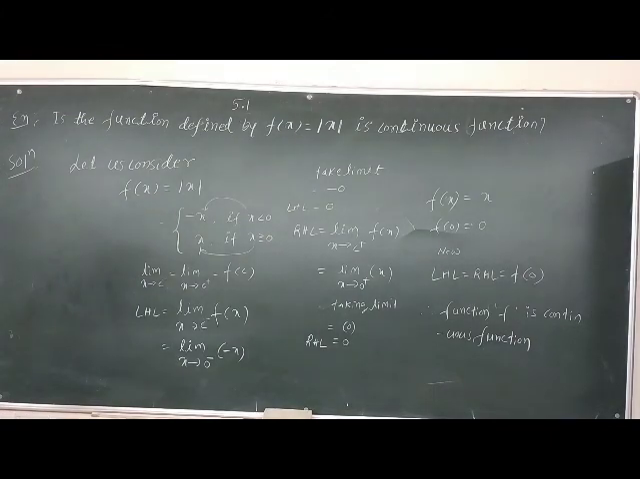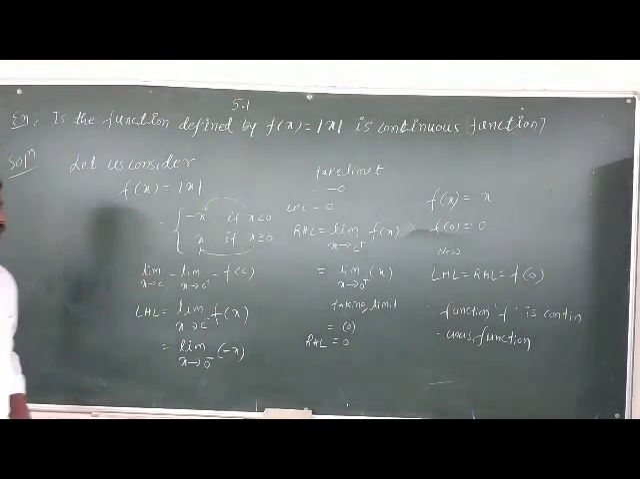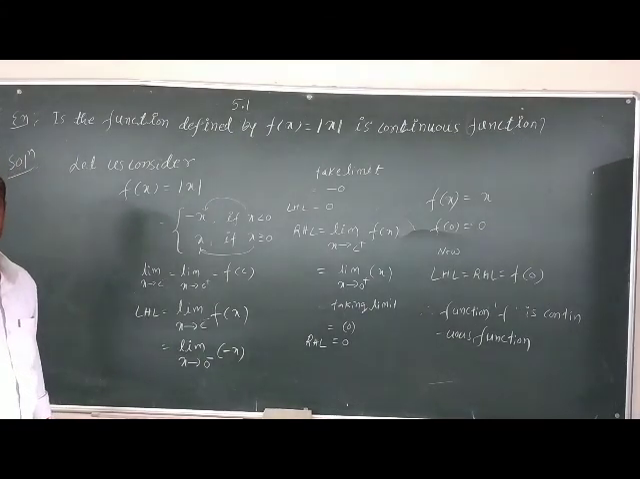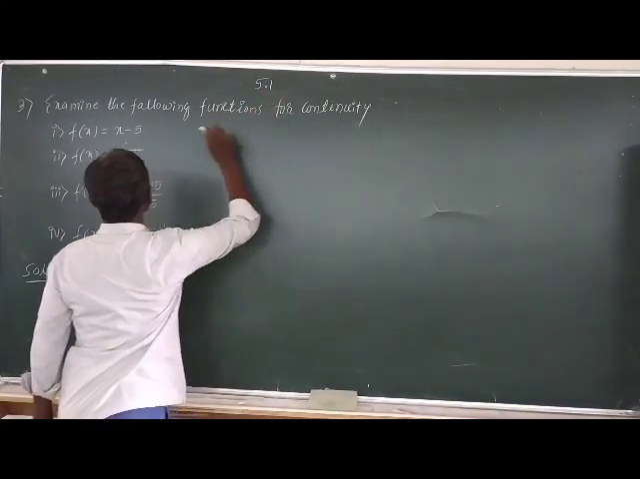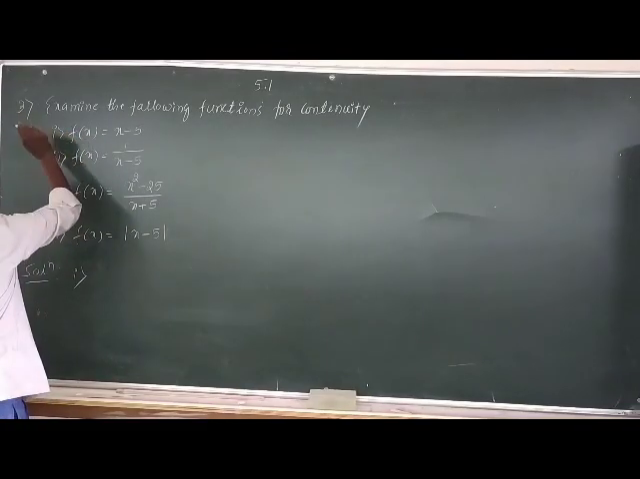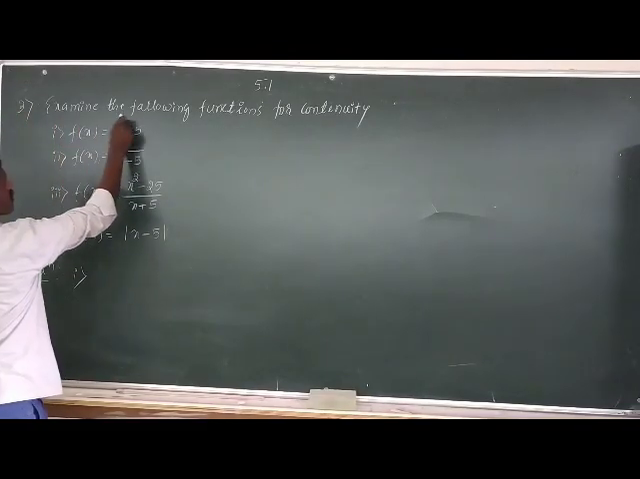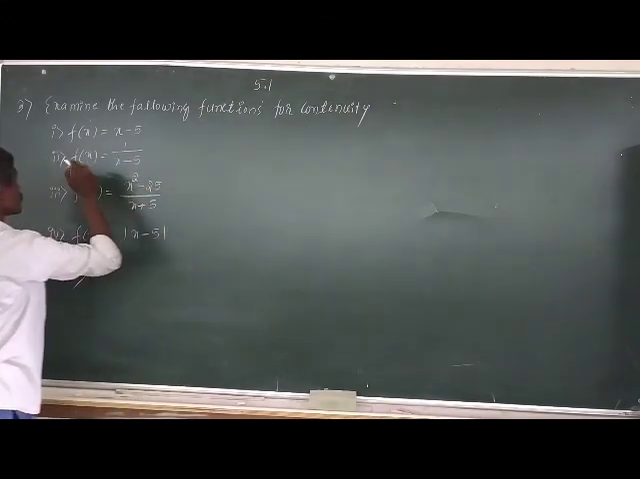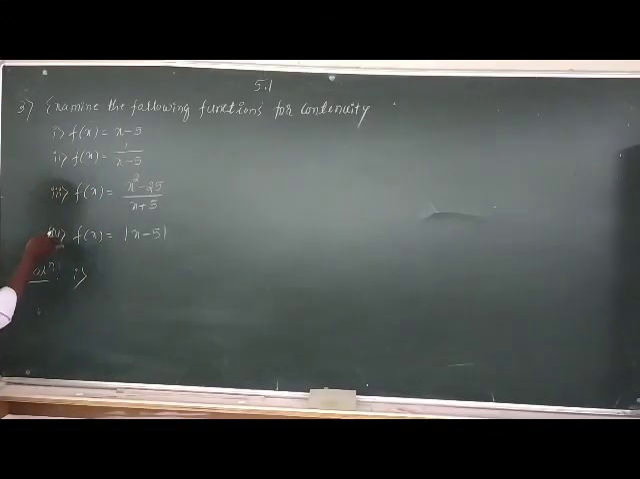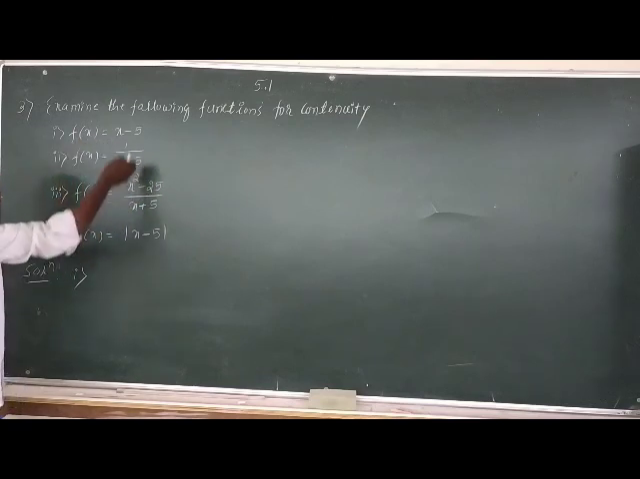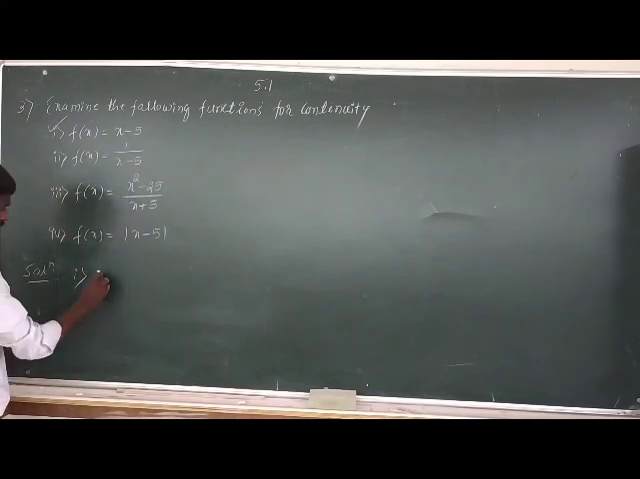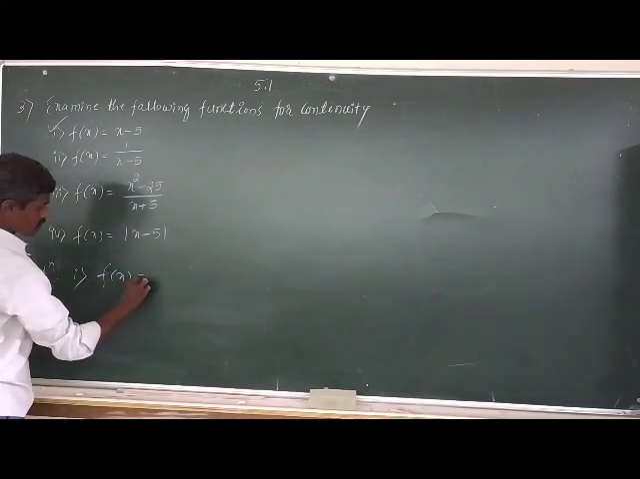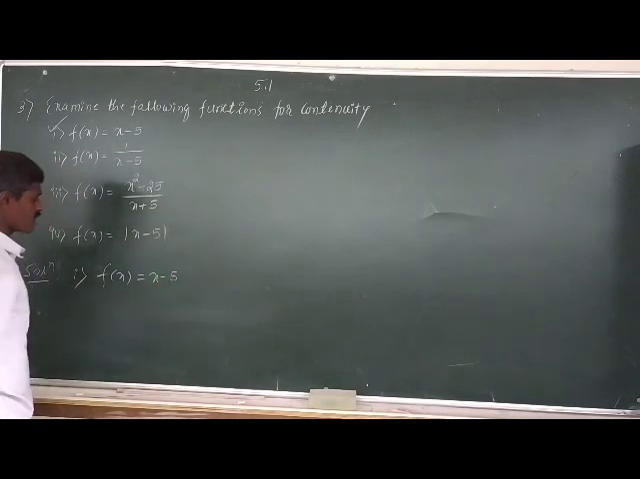Okay, now I will solve another example. Dear students, I continue exercise 5.1, in which the third one I already solved, first and second. So examine the following functions for continuity. They have given some functions and asked to check the continuity of all these functions. First one, f of x equals x minus 5. To check the continuity of this function, f of x equals x minus 5.